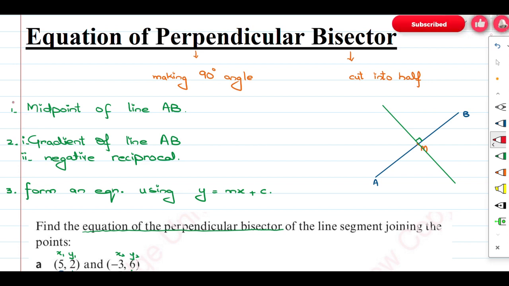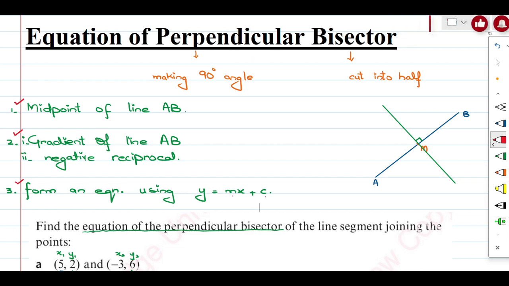The first step is to figure out the midpoint of the line. The next step is to figure out the gradient of the line and do its negative reciprocal. And the third step is to make the equation. We have the gradient, and to get the c value, we use that midpoint, right? So we practiced two questions.